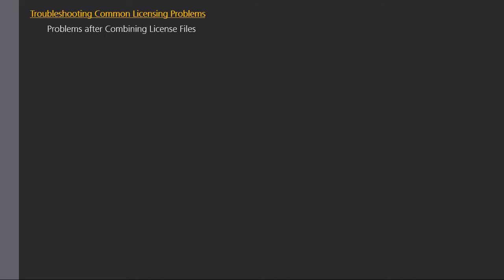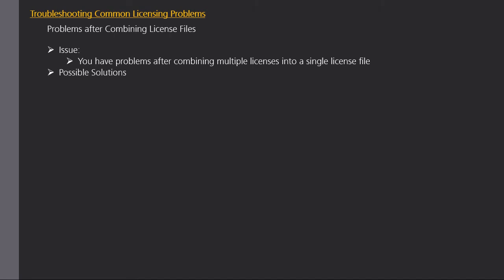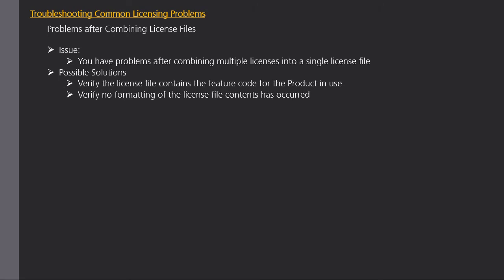Problems after combining license files. Issue: you have problems after you've combined multiple licenses into a single license file. Possible solutions are: verify the license file contains the feature code for the product in use. Verify no formatting of the license file contents has occurred, such as when using a word processor like Microsoft Word to edit the license file.